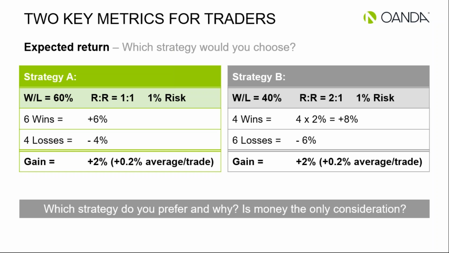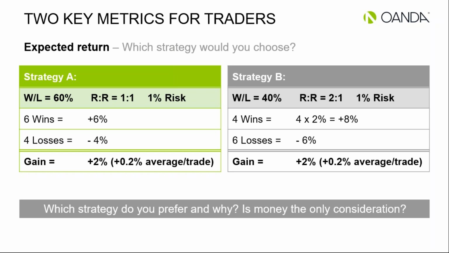The same logic applies to the 4 losing trades. So every time we lose, we're going to lose 1%. So over 4 losses, we will lose 4%. Overall, netting those two figures off against each other, we will gain 2% on your average trade. Now under strategy B, because that win-loss ratio is lower, we'll actually only have 4 successful trades out of 10. However, we gain more because that risk reward is higher.